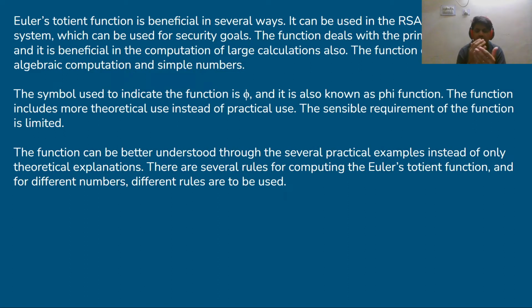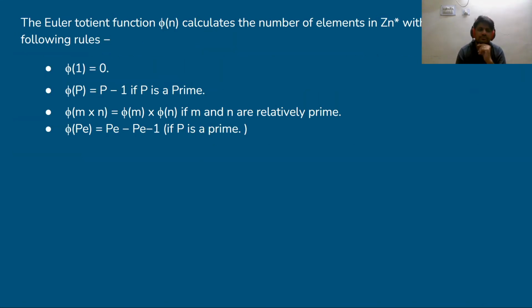There are several rules for computing Euler's totient function, and for different numbers, different rules are to be used. The totient function calculates the number of elements in Zn with the help of the following rules. Phi of 1 equal to 1, and phi of p equal to p minus 1. These are the rules followed by Euler's totient function to calculate the number of elements.